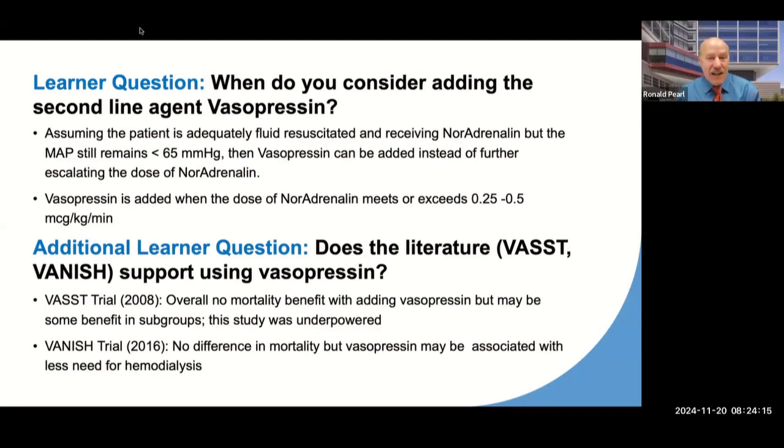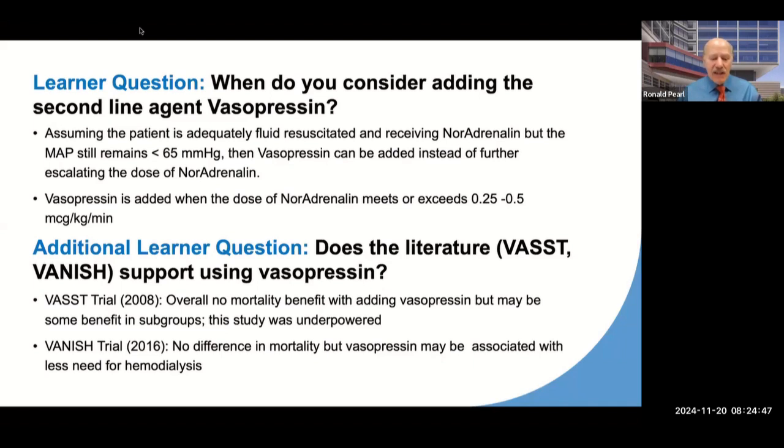So actually, I'm not sure there are clear answers. There have been two major studies. You'll see the VAST trial and the VANISH trial. They are consistent in demonstrating that when you add vasopressin, and remember that vasopressin does not act the way that almost all the other drugs we're talking about work to raise blood pressure. It's not a catecholamine. It does not constrict diffusely blood vessels.